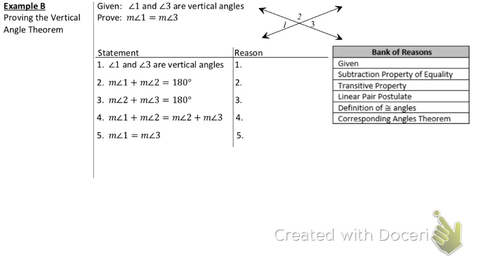All right, let's do one more example. So we have given angle 1 and angle 3 are vertical angles. So I'm going to highlight those. Let me clean this up a little bit. So those two angles are vertical angles. So we look at our statement here. Why can I say angle 1 and angle 3 are vertical angles? Because it was given to me. So I'm going to put given here.